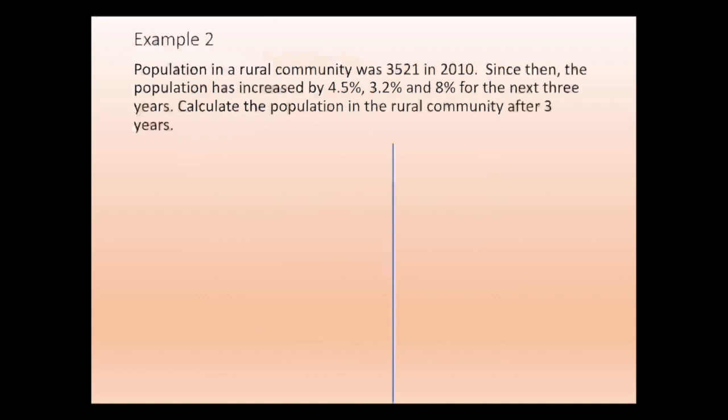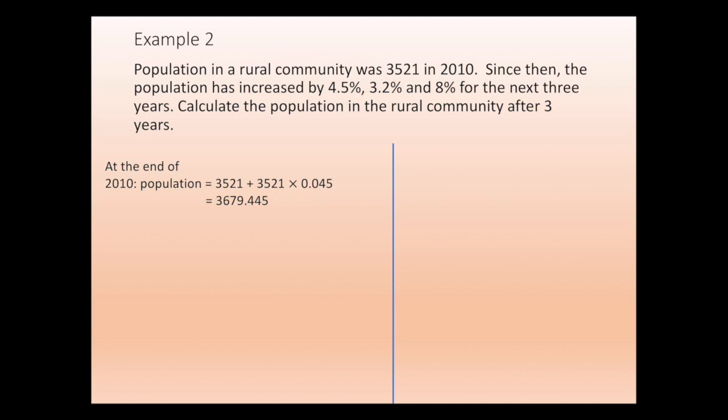Alright, let's have a look at another example. This time, the example is talking about the growth of a rural community. The population in a rural community was 3,521 in 2010. Since then, the population has increased by 4%, 3.2%, and 8% for the next 3 years. You need to calculate the population after 3 years. This sort of information is really useful when you come to plan for the future.